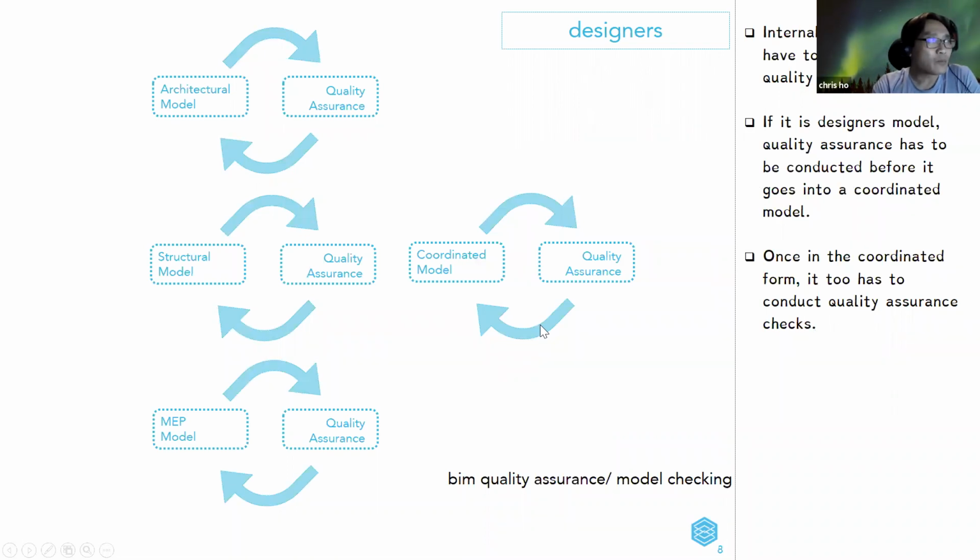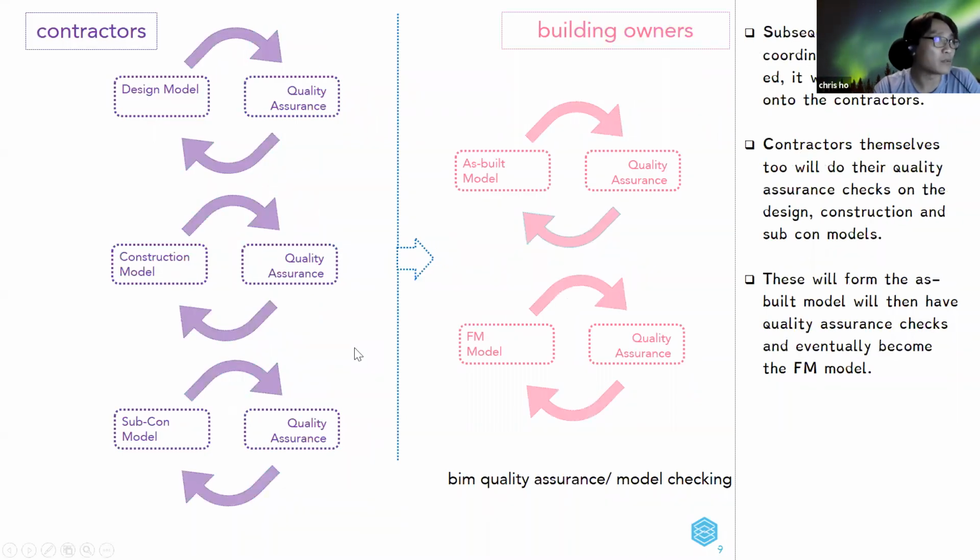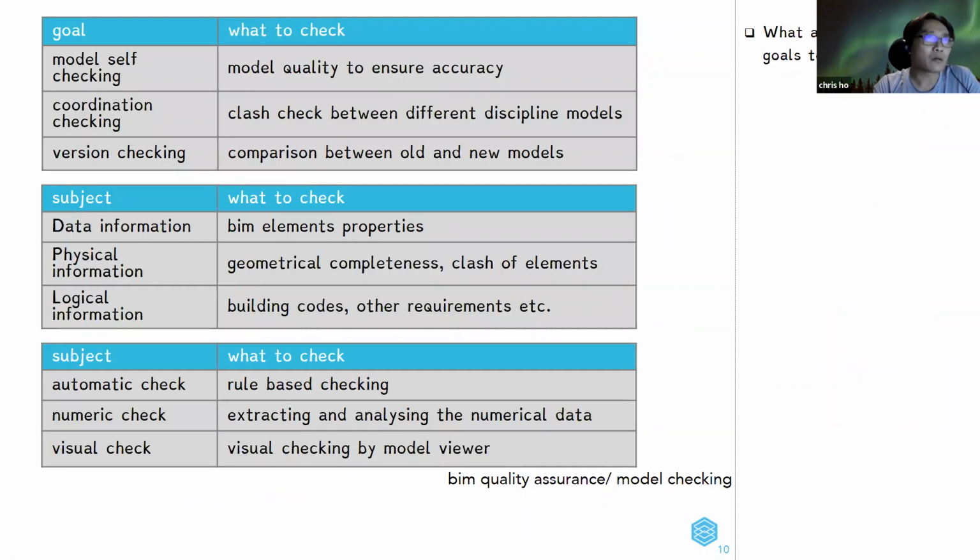Now, for designers, when we do quality checking, usually for the architectural model, it will involve some QA, the structural model as well, the MEP model as well, and the coordinated model as well. QA is always embedded in every single model that we provide to all our stakeholders. For contractors, same thing. We do our QA for our design model, construction model, subcon model, as-built model, and our facility management model as well. So what are the types of goals to be conducted in terms of checking?